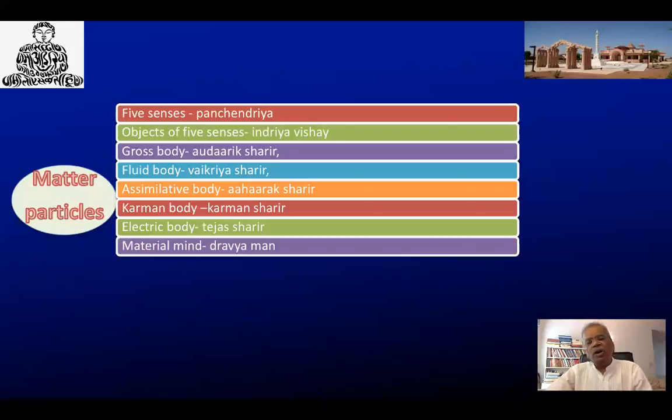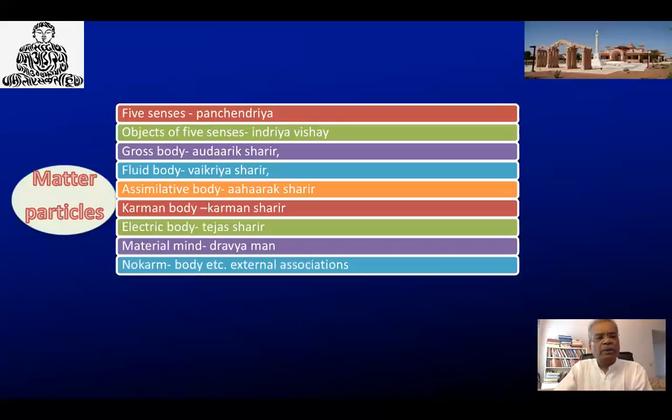Material mind, we already talked about last week. Material mind means my thought process. When I'm thinking something, it means my soul is trying to have a certain inclination, and at that time mind particles join in, and a thought is produced. Thought production has two components: the soul's inclination and the material mind particles' action. Both combine together and a thought gets generated. So that's the material mind.